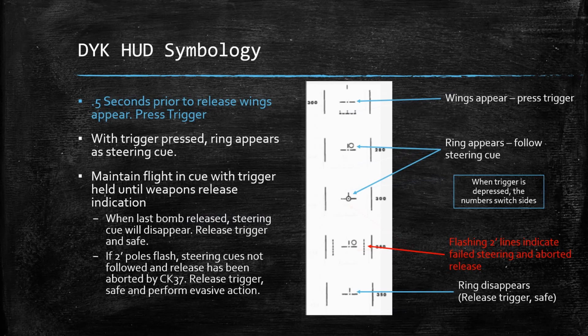With the trigger pressed, the ring will appear again, and that is a steering cue. You need to maintain flight in the cue with the trigger held until the weapon release indication. If you fly outside of those steering commands, it will not release. When the last bomb is released, the steering cue will disappear, and then you can release the trigger and safe the trigger. If the 2-degree pulls appear and are flashing, you didn't follow the steering cues, and the release has been aborted by the computer.